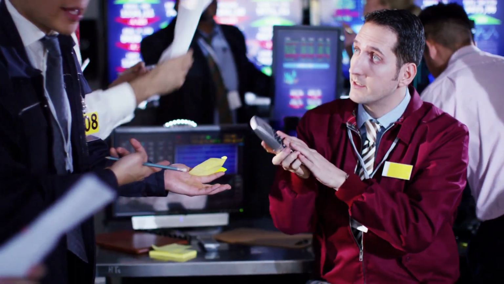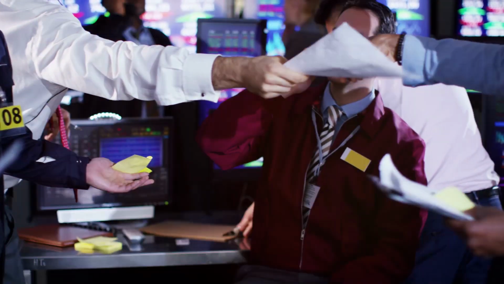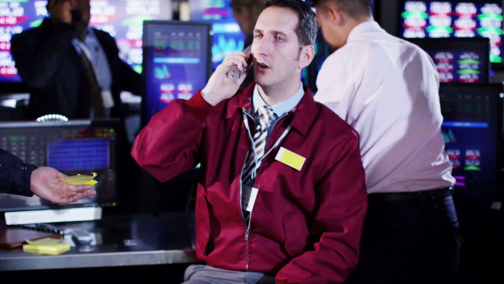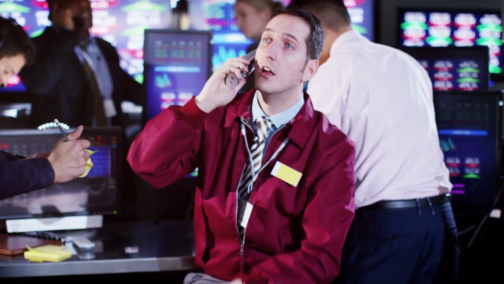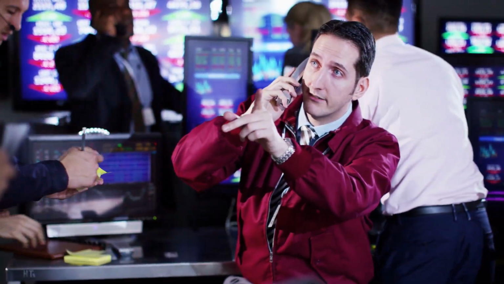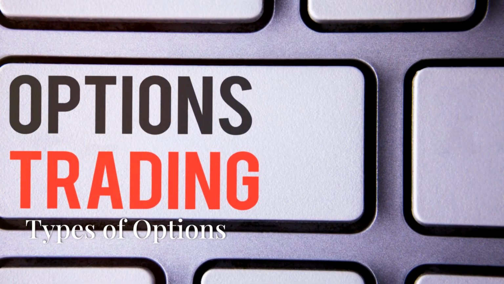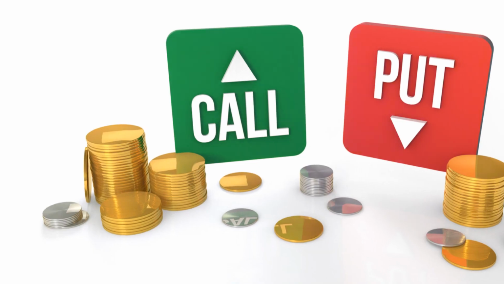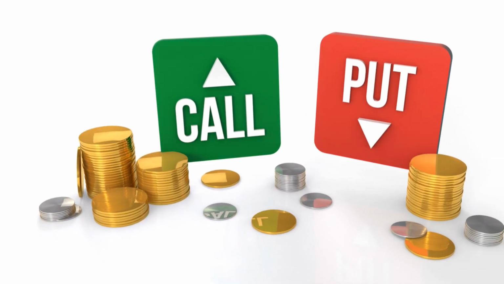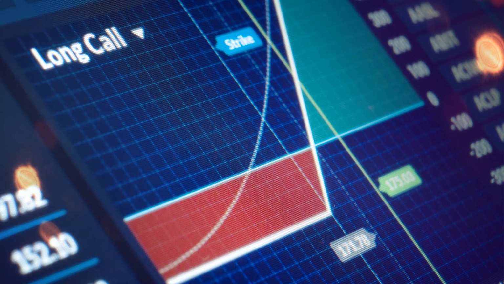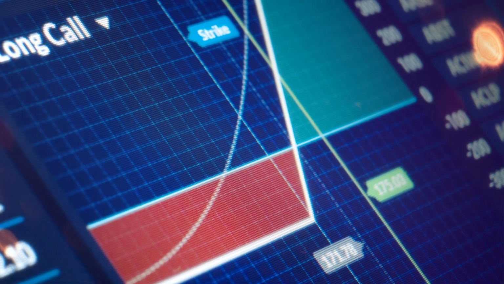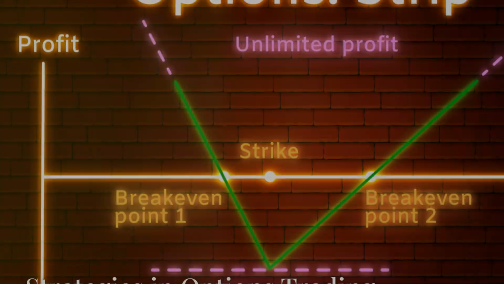At its core, options trading involves buying or selling the right to buy or sell a specific stock at a particular price, known as the strike price, on or before a specific date. The two main types of options are called call options, which give the buyer the right to buy a stock, and put options, which provide the buyer with the right to sell a stock.